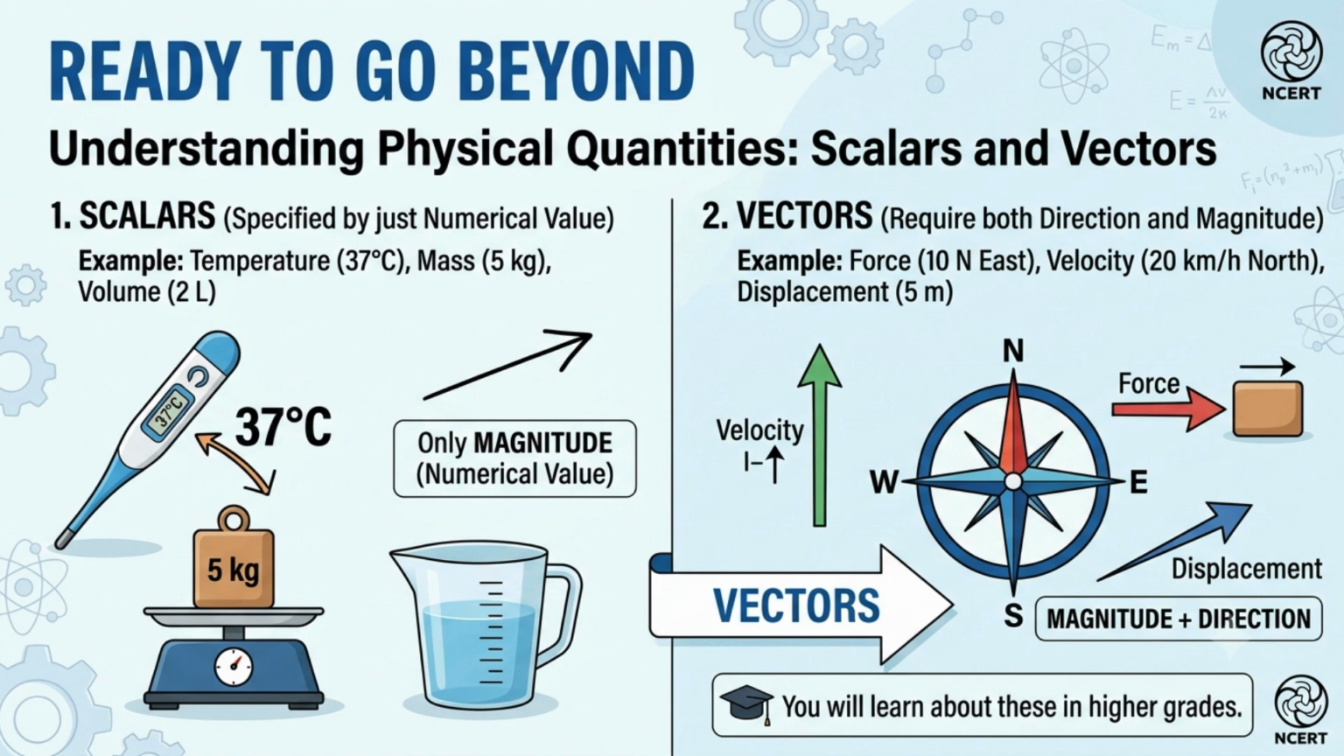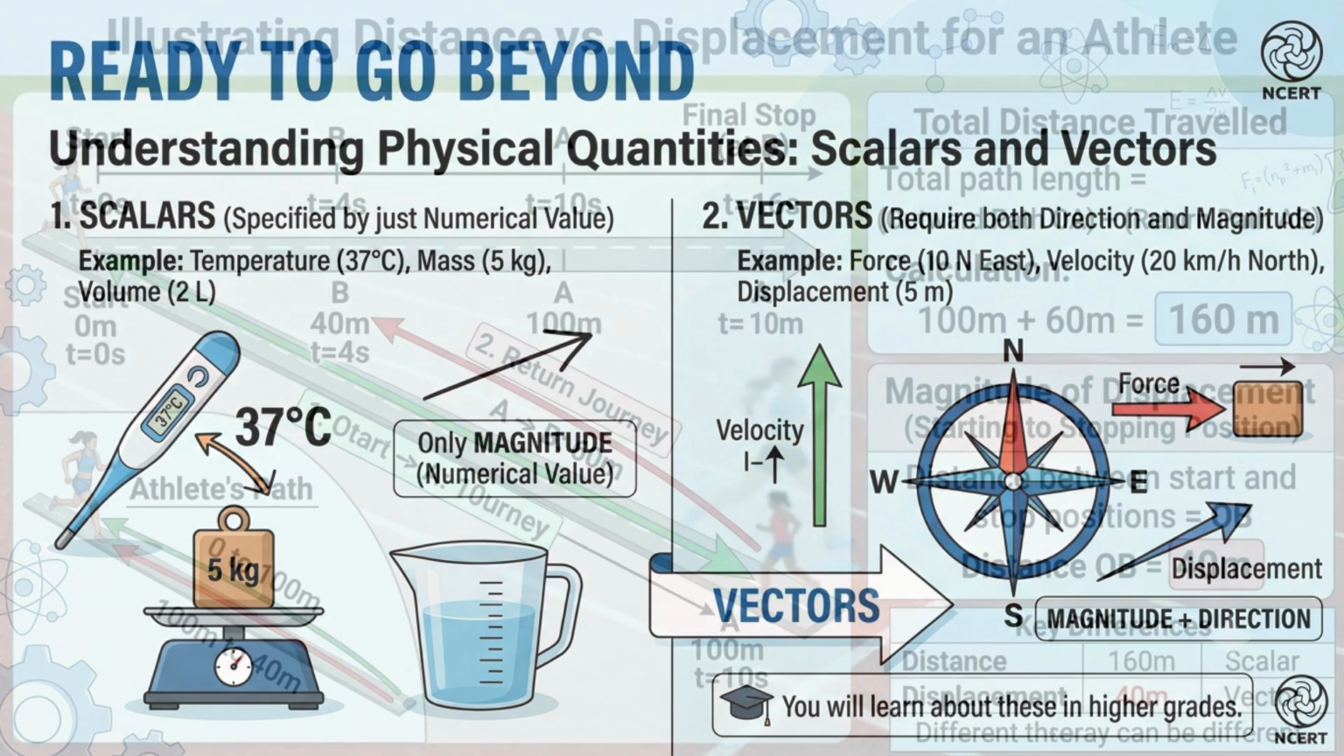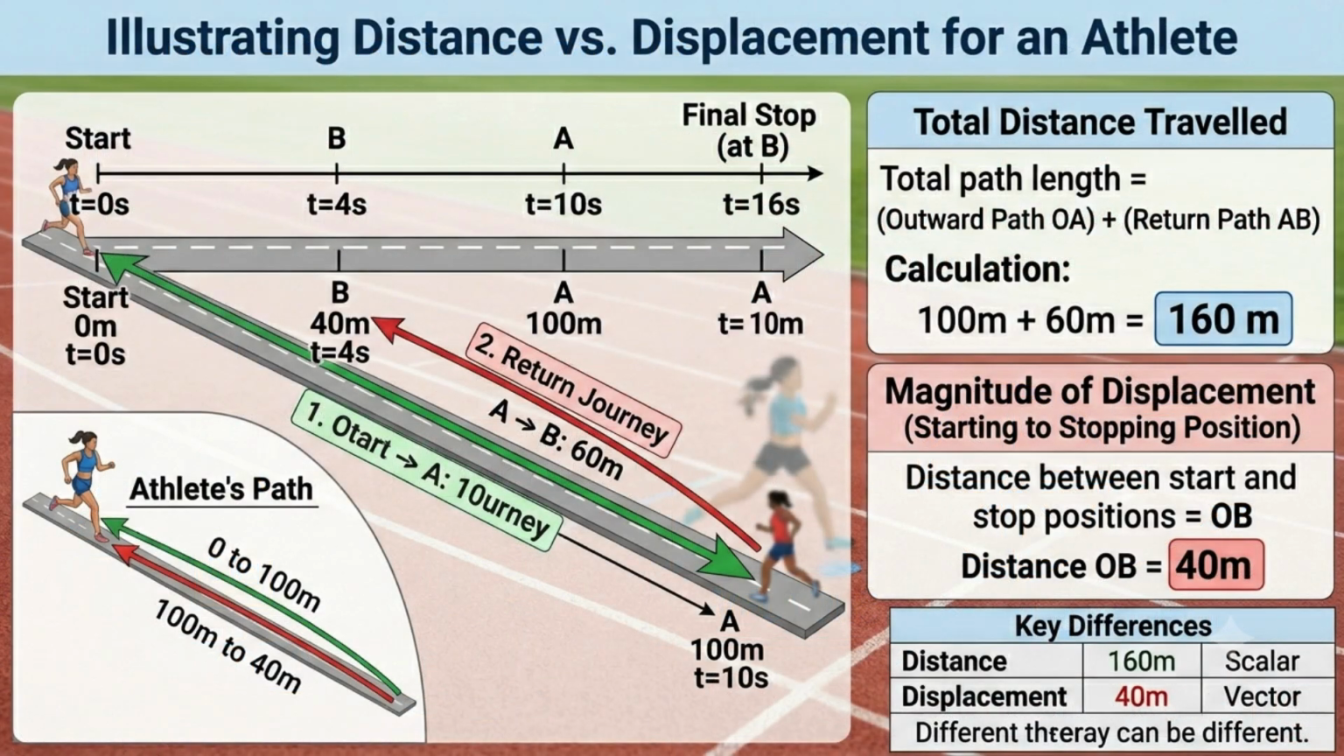But then we have vectors. These are quantities that require specifying both a magnitude and a clear direction. For example, force or velocity. It's not just how fast you are moving, but where you are headed. You'll dive much deeper into these concepts in higher grades, but for now, remember, scalars only have value, while vectors have value and direction. Now that we know how to describe position, let's put it into practice.